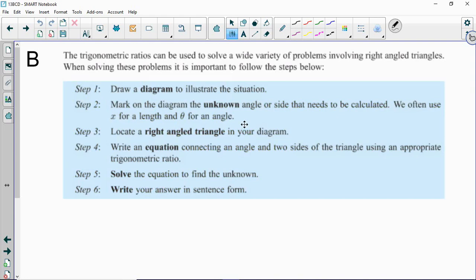I don't really care. Step three, we're going to look for the right triangle somewhere in the picture. For right now, we need to deal with right triangles. Later on, we can actually do trigonometry in non-right triangles, but not quite yet. And then once we've got that right triangle, we can write an equation using a trigonometric ratio. We can solve the equation, and then we've got our answer. So far, so good.